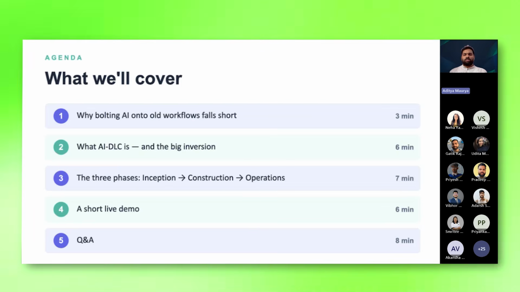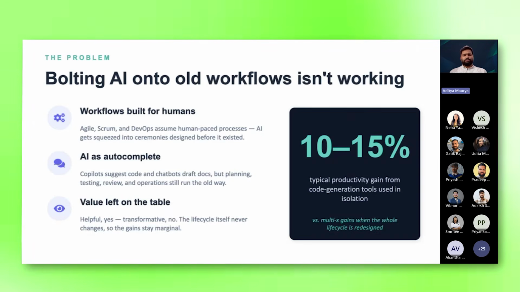The next section is about the problems. Imagine that our company buys the best AI coding assistant available. It will help the developer write code a little faster, which is great. It will save us time and increase productivity a little bit.